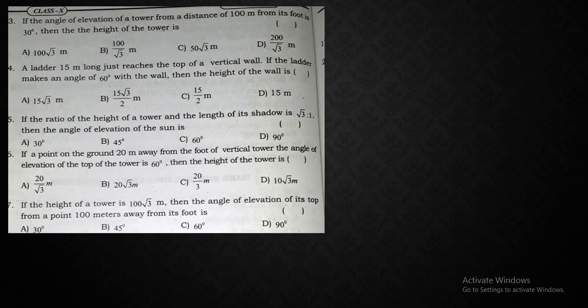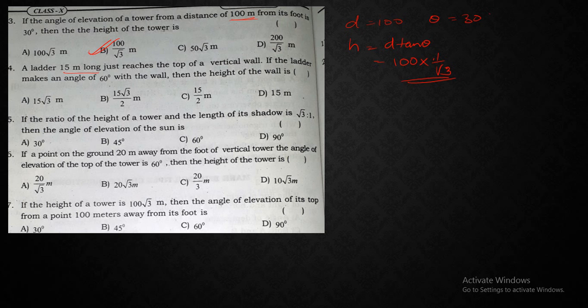Next, moving on to one more question. If the angle of elevation of a tower from a distance of 100 meters, so D is equal to 100. Next, the angle is given as 30 degrees. Then height H is equal to d tan theta. Directly substituting, 100 into tan 30, and tan 30 is 1 by root 3. So the answer is 100 by root 3.